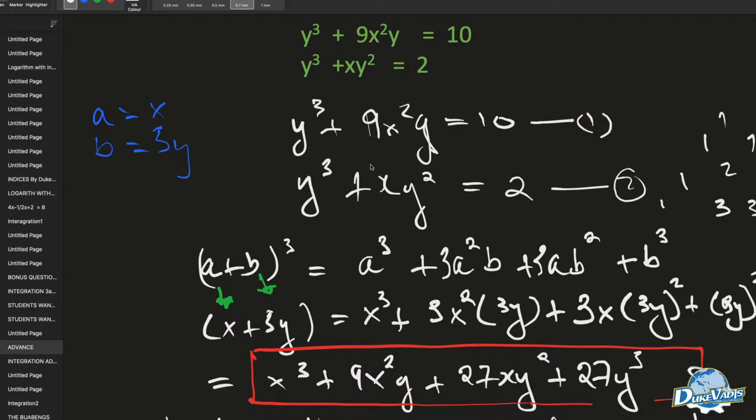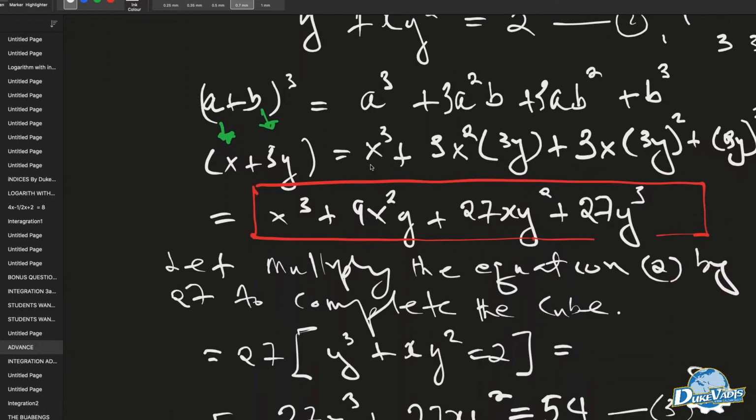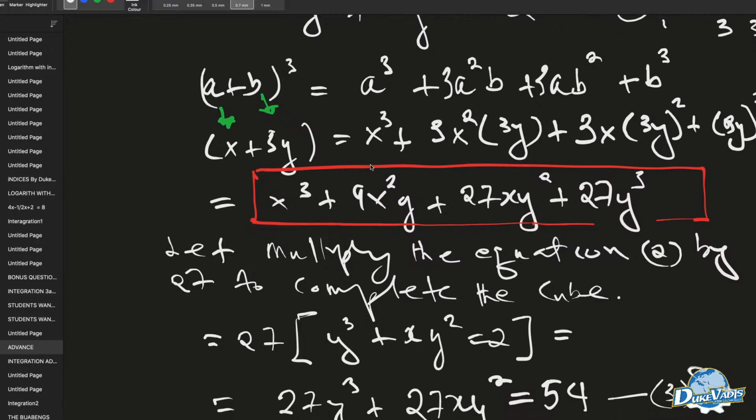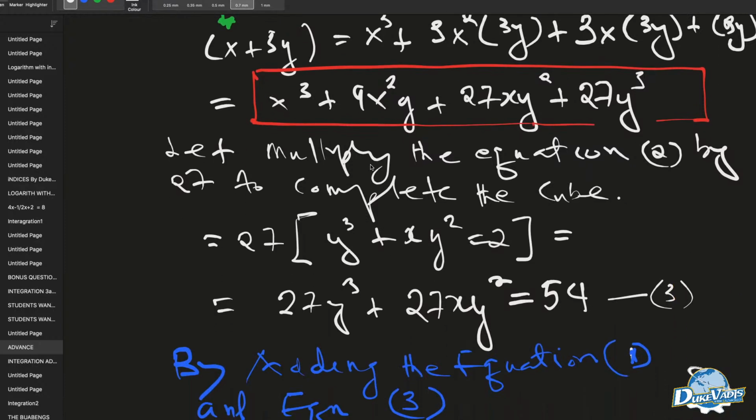Now, if you look at this, all that comes to mind is, why don't I multiply equation 2 by 27? When you multiply equation 2 by 27, to complete the cube, you get 27y cubed plus 27xy squared equals 54. So what do I do? I add equation 1 and 3.